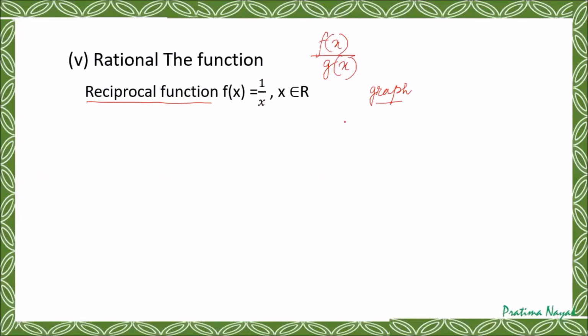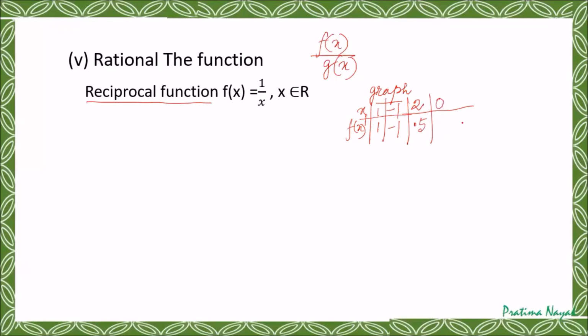Now let us see what values of x we can put, or what values of y we can get, because x is the set of domain and y is the set of range. So here if I put x equal to 1, I am getting 1. Minus 1, I am getting minus 1. If I put 2, it will be half, 0.5.